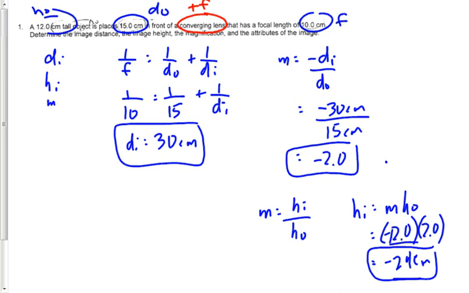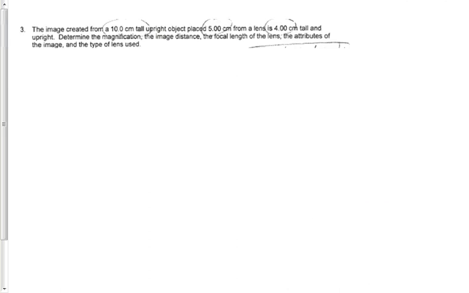All right. And the other one that we needed to go over was number 3. So it says the image created from a 10 centimeter tall upright object. Okay, that's going to be ho. The image created from this object that is placed 5 centimeters, that's going to be do. Okay, it's not the image that's placed 5 centimeters. It's the 10 centimeter tall upright object that's placed 5 centimeters.